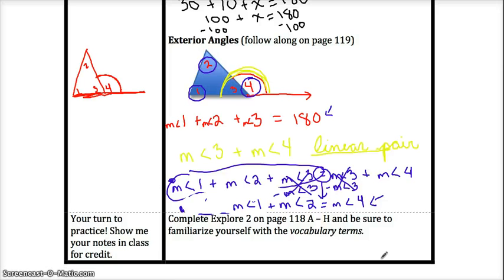Also, go ahead and begin page 120, numbers 1 through 6. There's only 6 problems, and I think you guys will be able to handle it without a problem. So go ahead and do those 6 problems and page 118, A through H, and email me if you have any questions.